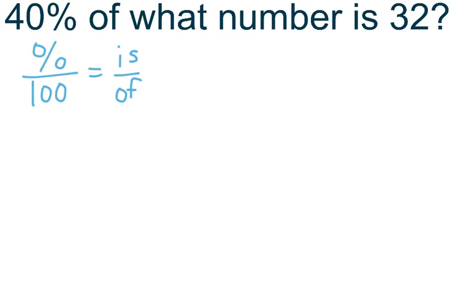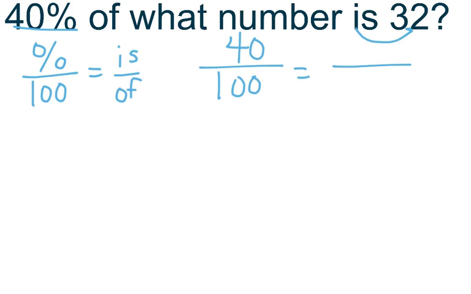40% of what number is 32? Start with 100. Look at my numbers. I have a percent sign, so that means that goes above 100. And then I have is 32. Is goes on top, so 32 on top. And of what? There's my X. Find the cross products and then divide to find out what X is.